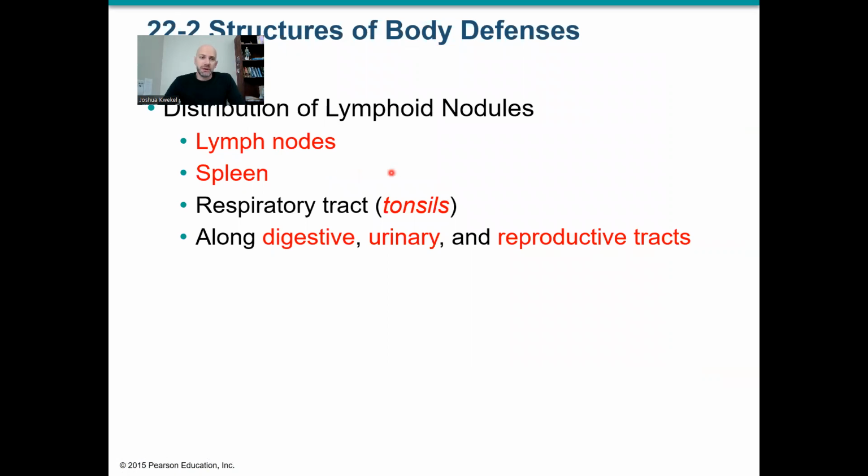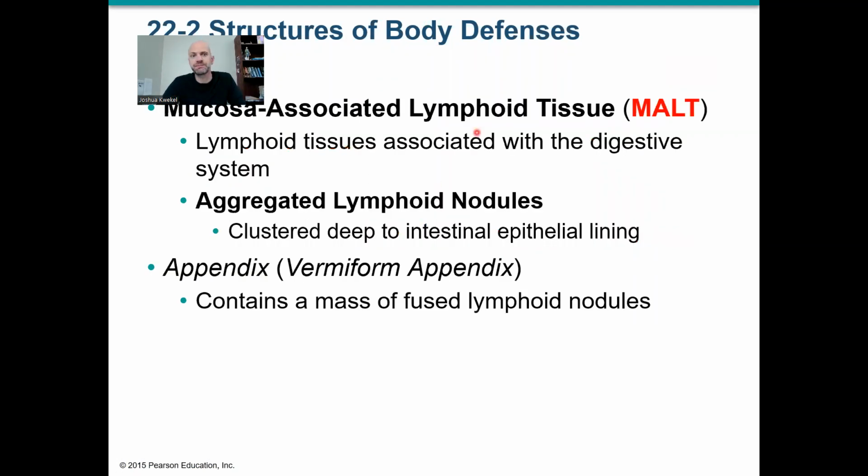So where are the other lymphoid tissues? You have lymph nodes, which we're going to talk about. We're going to talk about the spleen, the tonsils we just talked about, and then along the digestive, urinary, and reproductive glands, we have what are called MALTs, M-A-L-T, which is the mucosa-associated lymphoid tissues. So let's go through some of these. Here are those MALTs. They line the GI tract, the urinary tract, and the reproductive tract.